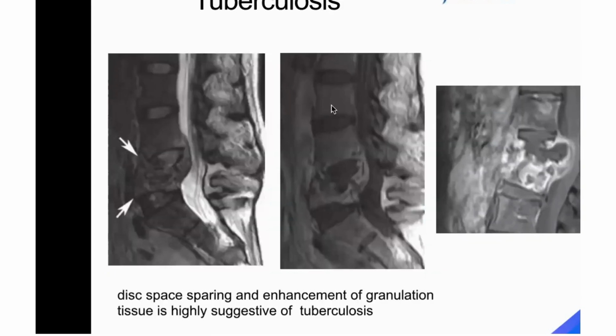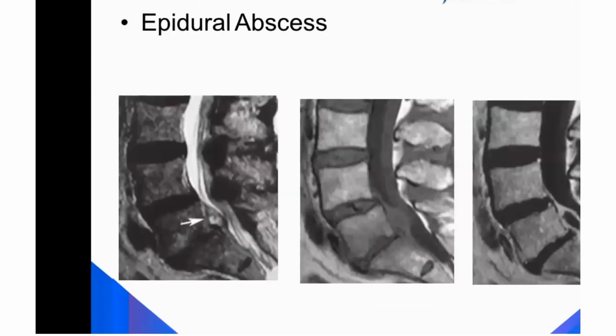Tuberculosis, Pott's spine is not uncommon. We see a lot of cases of Pott's spine. They just come to us with back pain. We go for the MRI and we find the Pott's spine there. Epidural abscess. There's a contrast enhancement. There's abscess over here, organized pus over here, and there's an enhancement over here. Very rarely we see epidural abscess, but yes, we must know the epidural abscess.